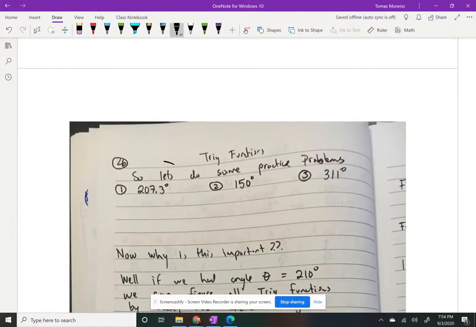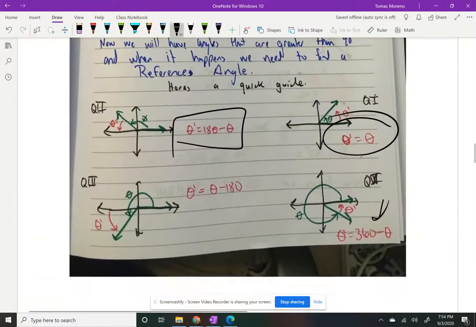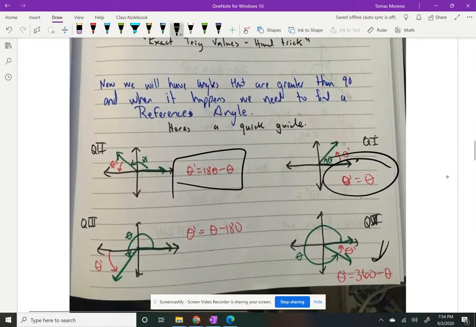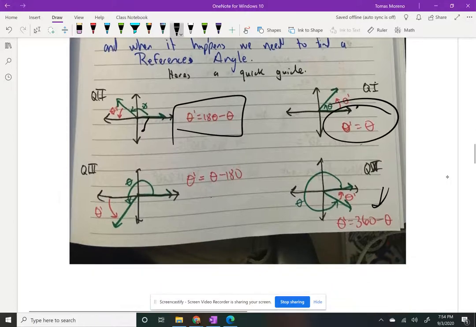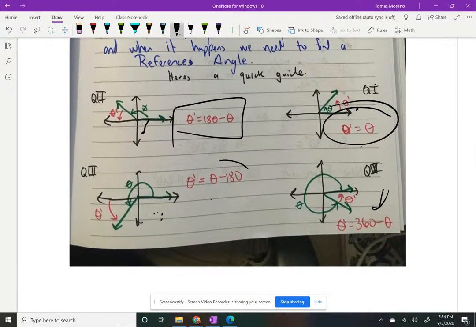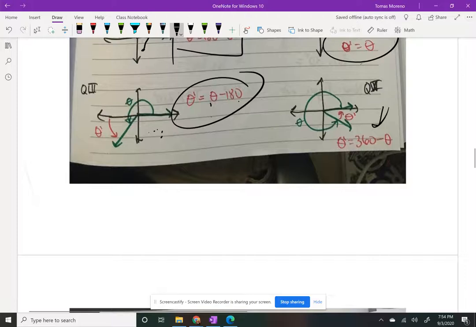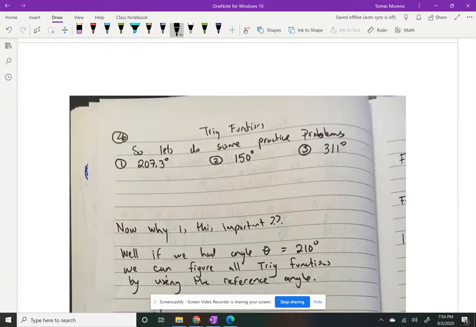So look, 207. 207 is bigger than 90, so it's not quadrant 1. Bigger than 180, so it's not quadrant 2. It actually falls in quadrant 3. So what do we use? We take the angle and subtract 180. So we go 207.3, and we subtract 180 degrees. We bring down the 3, bring down the 7. Right here we borrow, and this becomes a 10. So we get 27.3 degrees, and that is our reference angle. Ain't nothing to it but to do it.